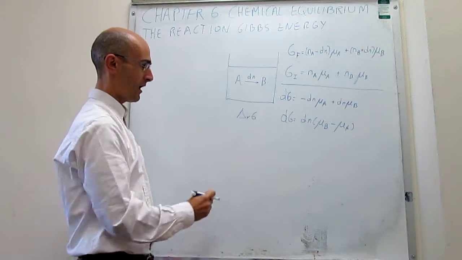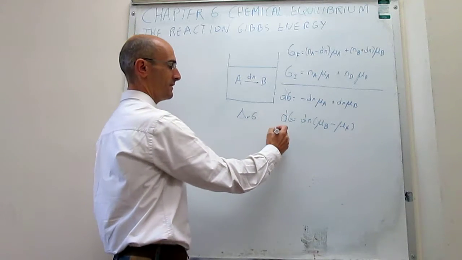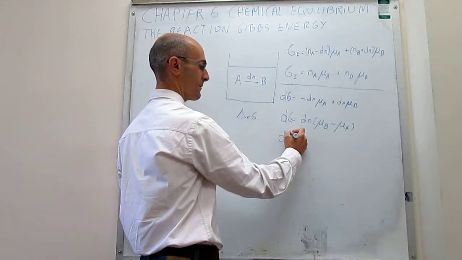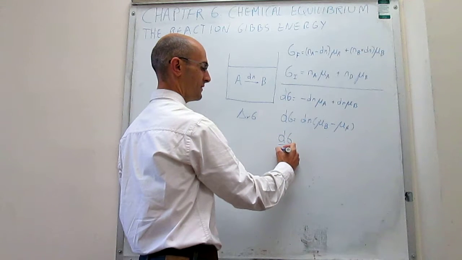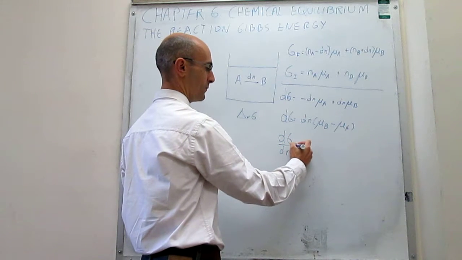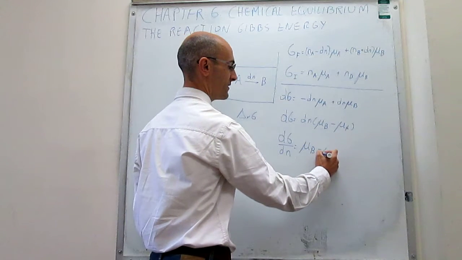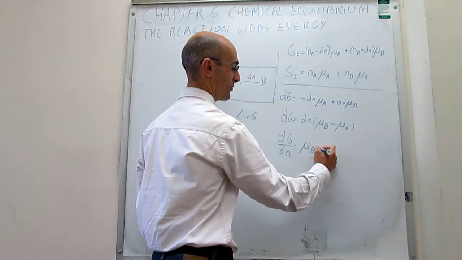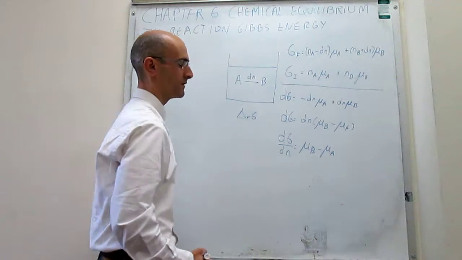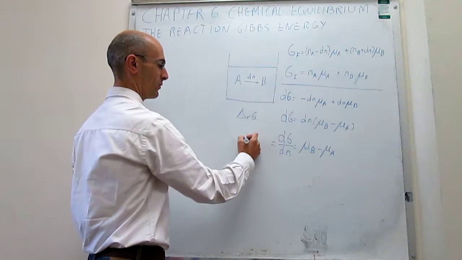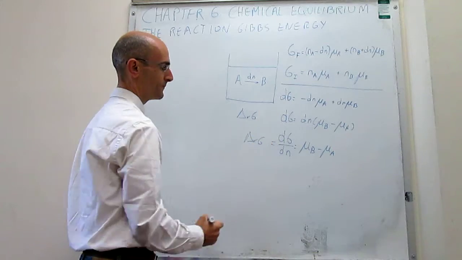Alright, so here's what the definition of the reaction Gibbs energy is. It is a molar quantity, so we just take the change in Gibbs energy and divide over the number of moles, and this is simply going to be equal to the chemical potential of products minus the chemical potential of reagents. This is what we call the reaction Gibbs energy.